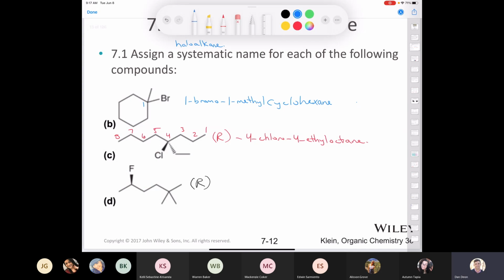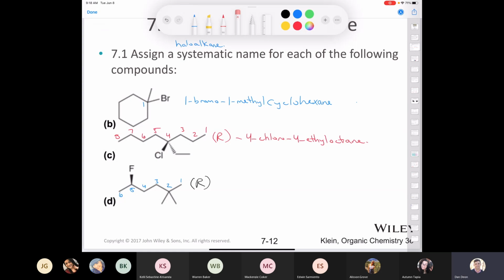The longest carbon chain has what? 1, 2, 3. No, that's not right. That's wrong. I have to number from over here. 1, 2, 3, 4, 5, 6. Right here you have a 2, 2. Here you have a 2, 2, 5. If I had gone in this direction, I'd have a 2, 5, 5. So 2, 2, 5 beats 2, 5, 5. So this is correct.